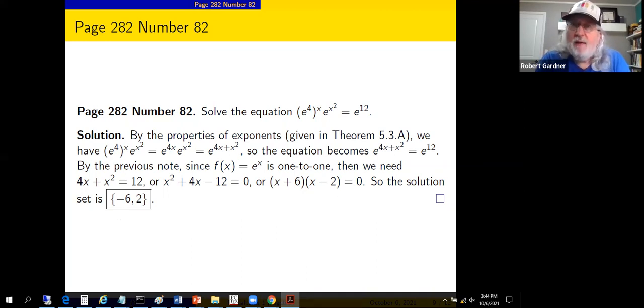The role e played: e didn't play any particular role. I could replace all three of these e's with 3, and we get exactly the same thing. There was nothing special about the e, or the 3 for that matter in the previous one. Merely the fact that you can write both sides of the equation as powers of the same base is what allows us to deal with these at this stage. All based on the one-to-oneness of the exponential functions.